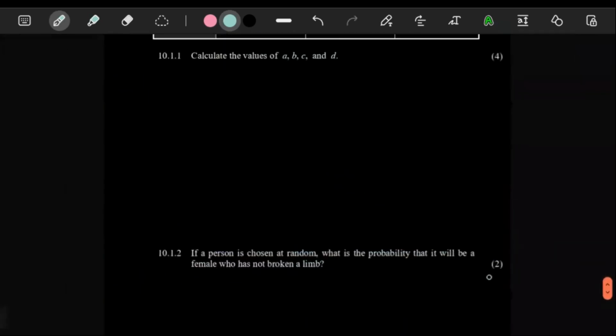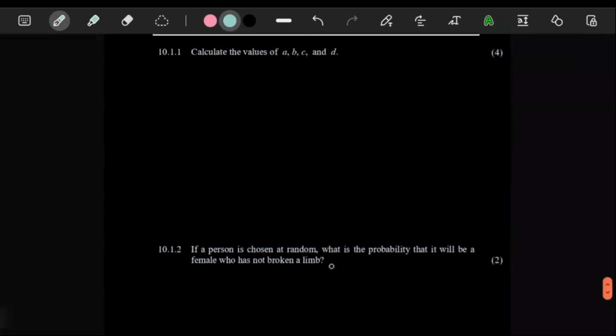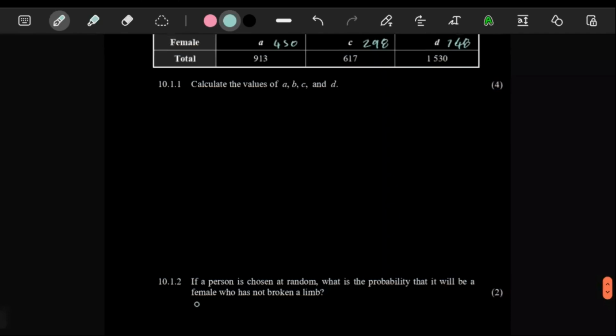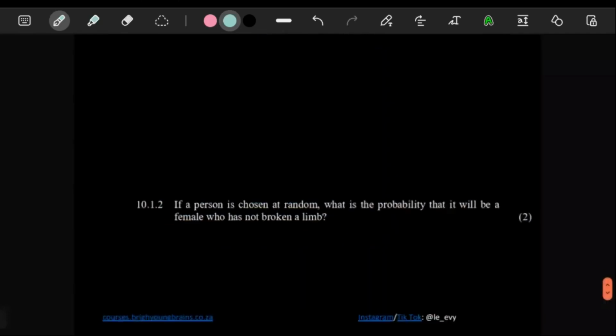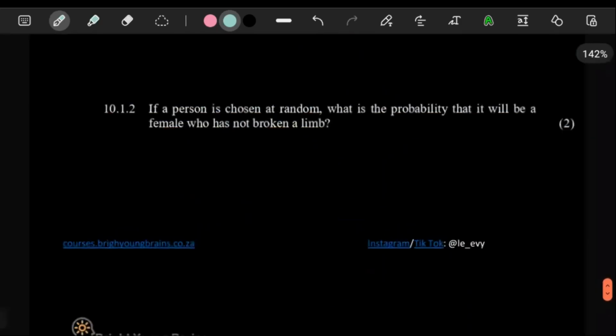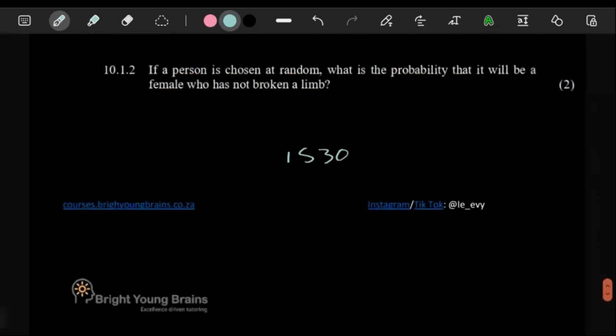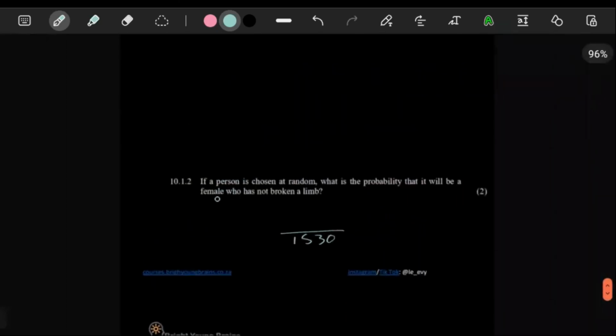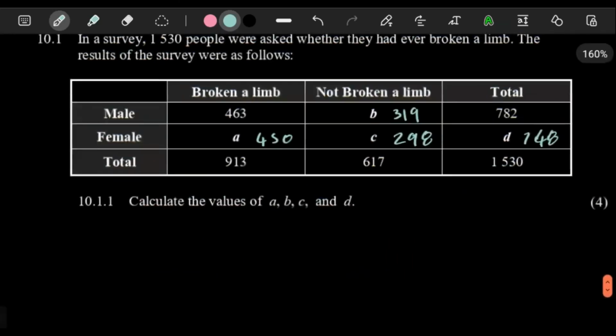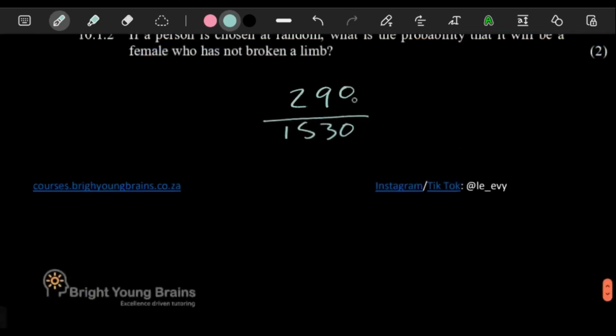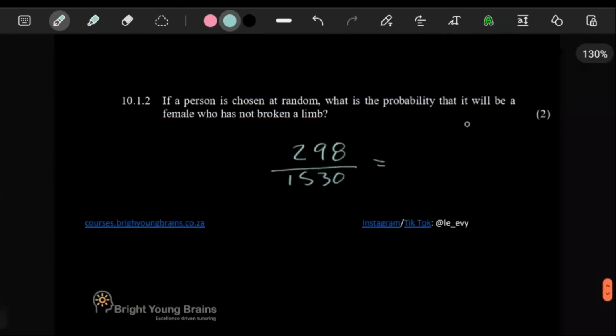Moving on here, it says, in this 2-mark question, they said if a person is chosen at random, what is the probability that there will be a female who has a broken limb? So the probability of that happening, right? The one thing we want to keep in mind is in total, there's 1,530 people. So all we need now is to find out the number of females that do not have a broken limb. The number of females that don't have a broken limb, it's 298. So we put 298 at the top there. So this is the probability that if a person is chosen at random, they will be female, and they won't have a broken limb. So that value in the calculator, you can just get its simplest form.